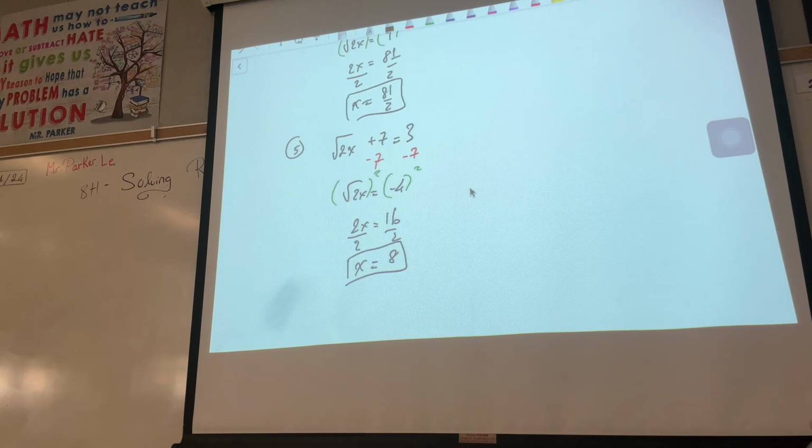A solution is when you plug it back in, it gives you a true statement, right? Let's try plugging it back. Okay, so 2 times 8, right? Equal to, I'm going to plug it in here, negative 4. Is square root of 16 equal to negative 4?